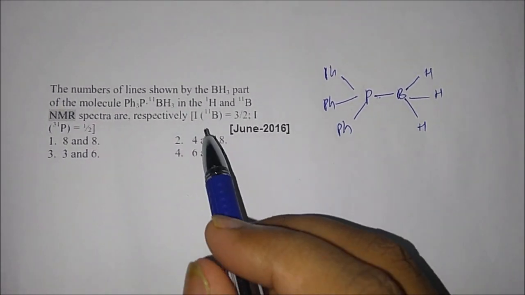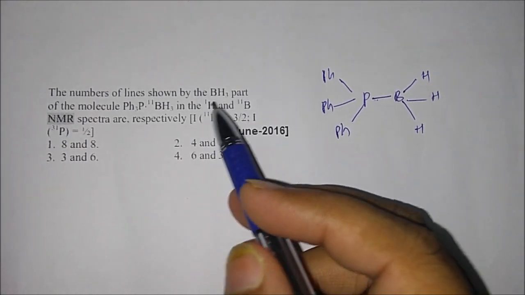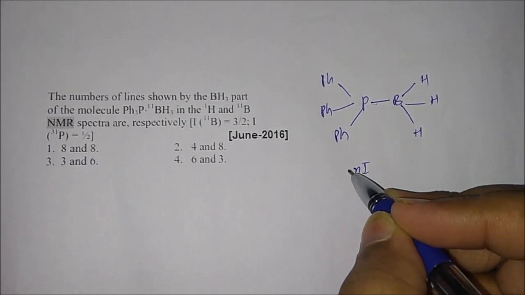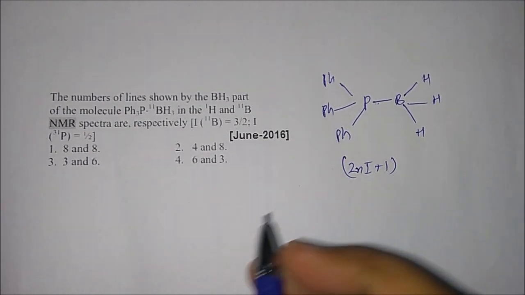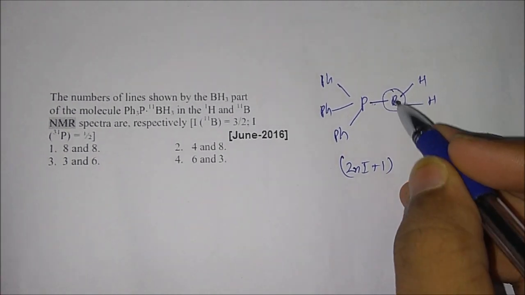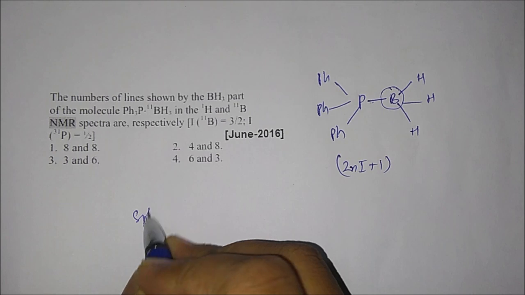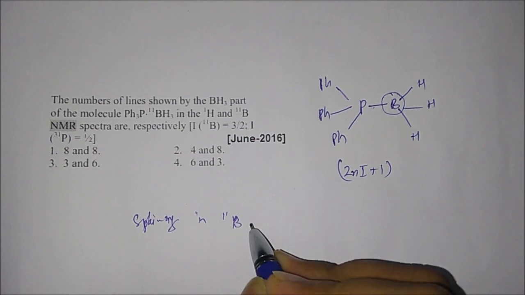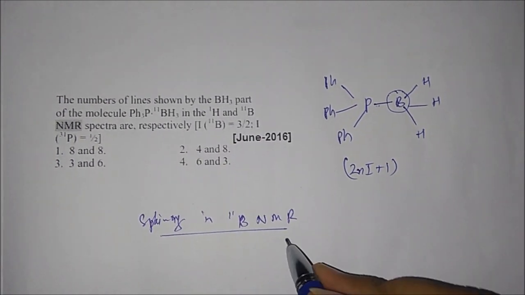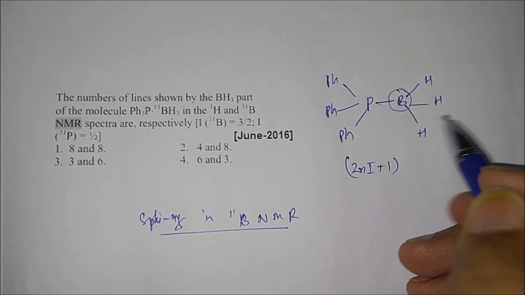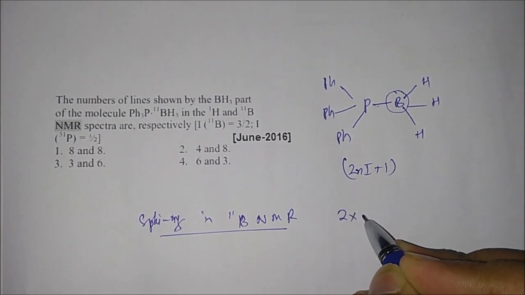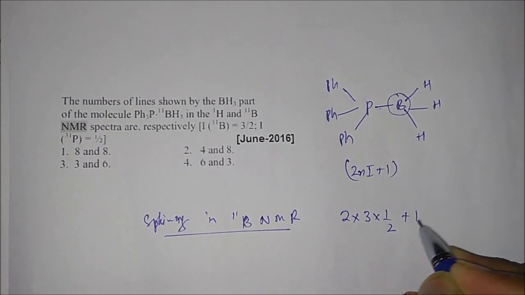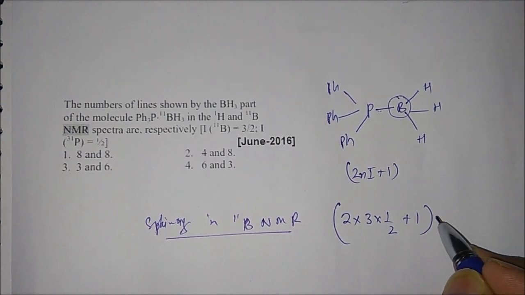Now they have asked what will be the splitting. Alright, so in order to find out the splitting, you need to know that one formula, 2nI plus 1. So this formula we will use to find out. Now first let's talk about boron. So in order to find out the splitting in 11B NMR, in this case what will happen, see, boron is attached to 3 hydrogens. So splitting due to hydrogens will be 2 into n, where n will be 3 because we have 3 hydrogens, and I value for hydrogen is 1 by 2, plus 1. So this splitting will be caused due to hydrogen.